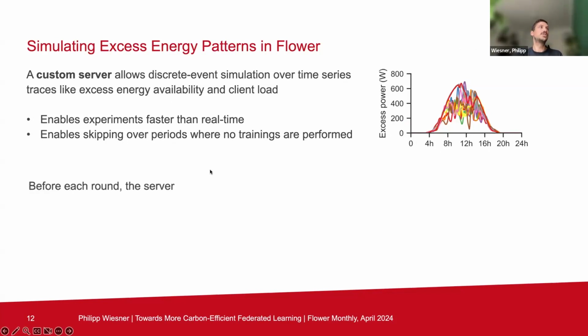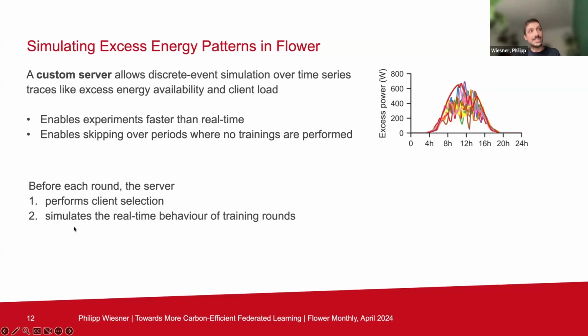And we implemented the server in a way that at the beginning of each round, it performs the client selection. So we have a 1-minute step size in our discrete event simulation. And for every 5th minute, we have an entirely new set of forecasts that we previously crawled from Solcast for the next couple of hours. So it performs the selection.